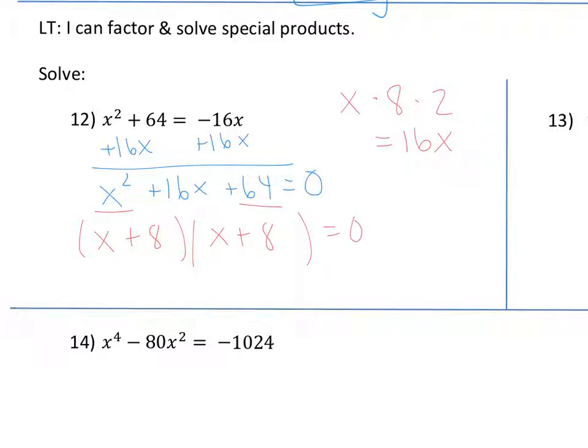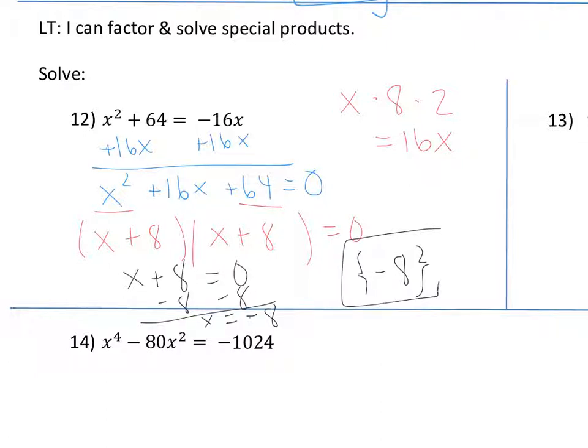And when I solve that and set that equal to 0, I really only have to set one of them equal to 0 because they're the same answer. So I get x = -8. And I get that answer twice, but I do not have to write it down twice. I can put it in bracket form, and I get -8 for my solution.